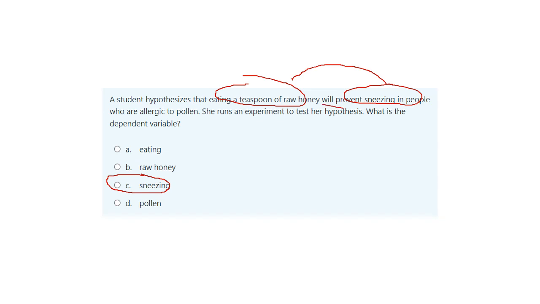Okay. When it says will prevent, it means will change. So this will change or will affect this. Think about cause and effect, and that would help you to find the independent and the dependent variable.